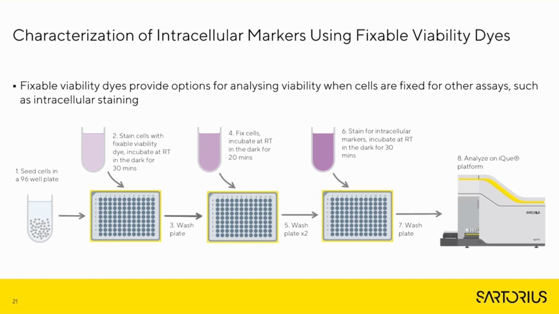viability dye, but then we would wash the plate and then fix our cells for 20 minutes at room temperature in the dark, wash the plate again 2 times, and then we're able to stain for intracellular markers and incubate at room temperature in the dark for 30 minutes. Then we just have to do one final wash, and then we're free to analyze on the iQue.